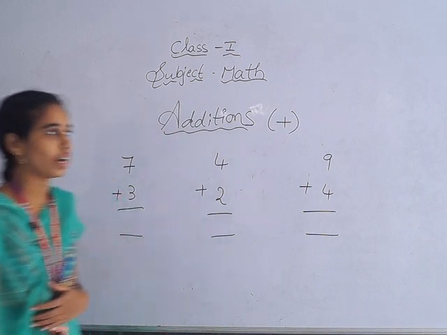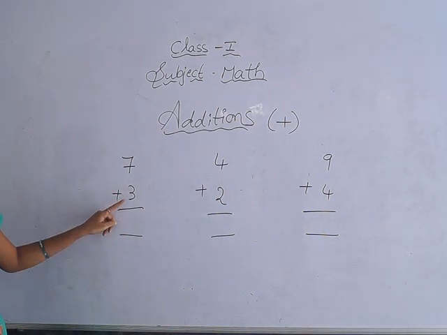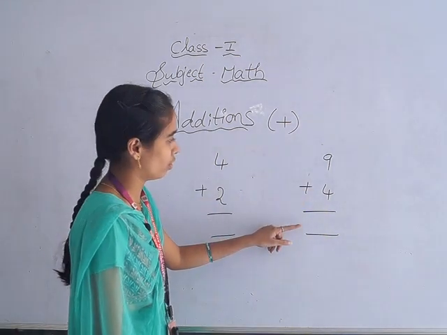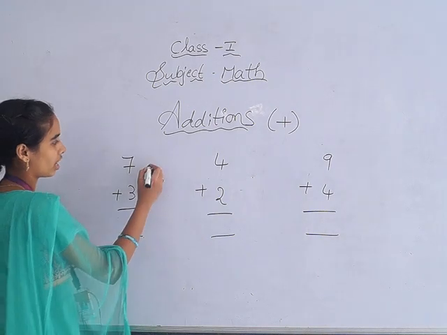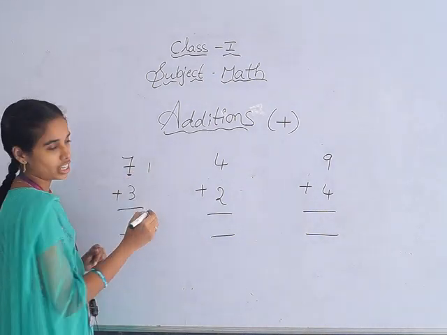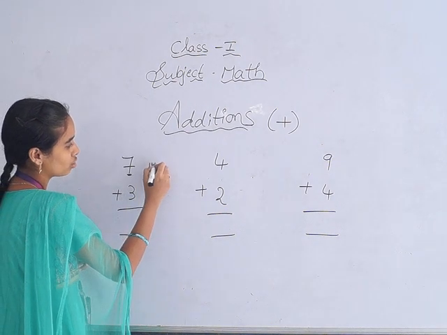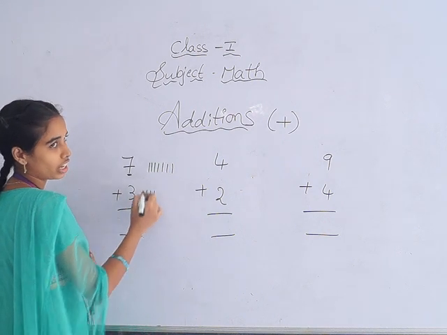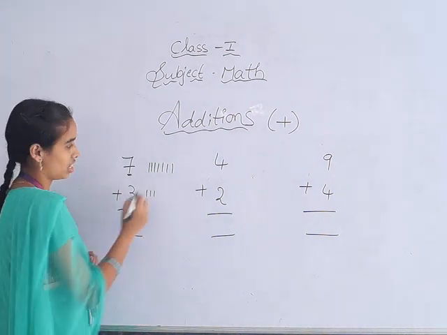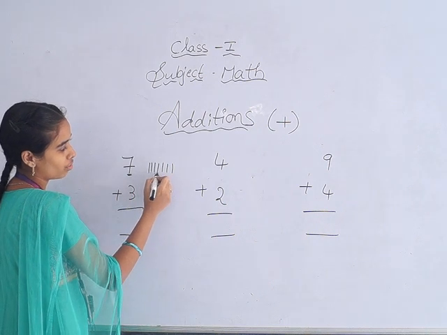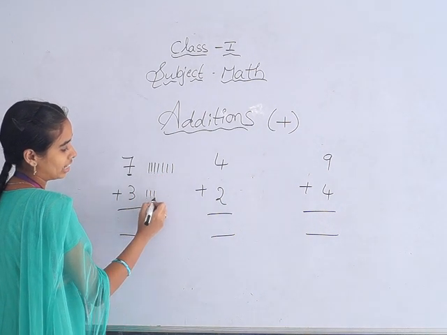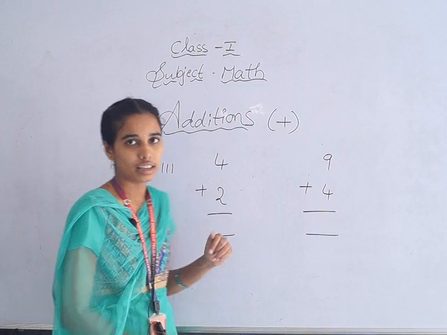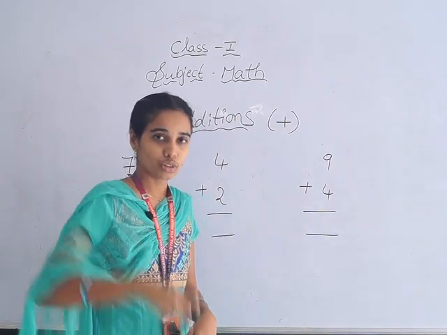Okay children, here I am writing some questions. See all of you, that is 7 plus 3, 4 plus 2 and 9 plus 4. So in UKG how you can write here, which number is there? 7. So 1, 2, 3, 4, 5, 6, 7 and 1, 2, 3. So total you can count these lines and write down the answer. So first 1, 2, 3, 4, 5, 6, 7, 8, 9, 10. So answer is 10.